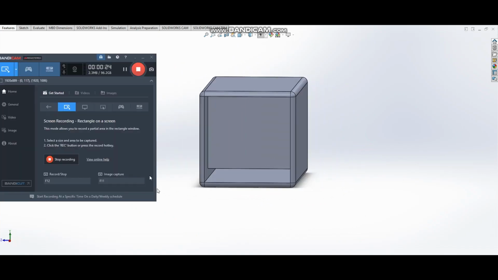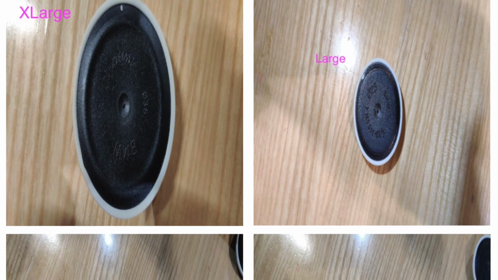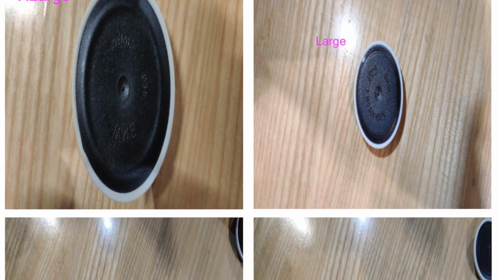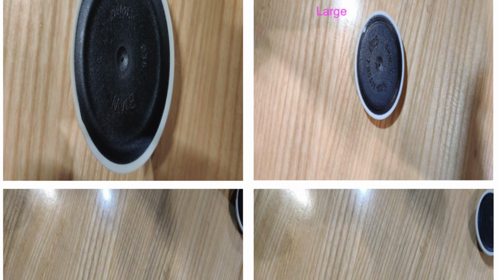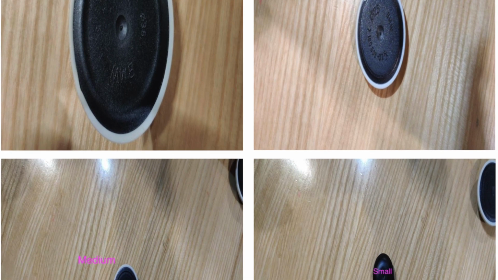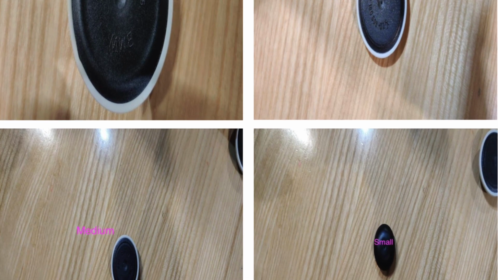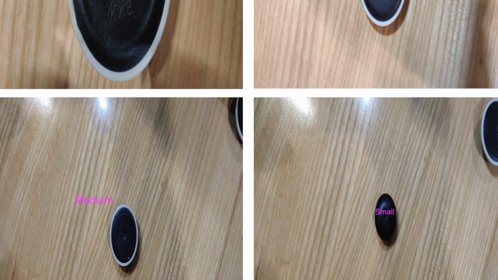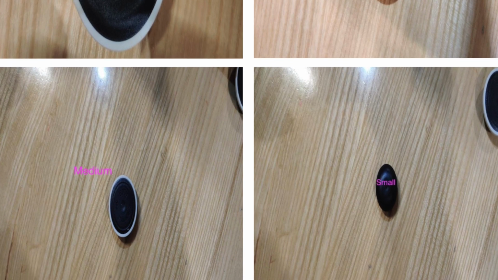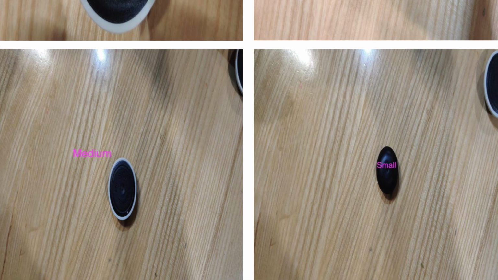1. An X large plug. 2. A large plug. 3. A medium plug. 4. A small plug. 5. 2 small plugs. And 6. 1 or 2 plugs that are damaged intentionally. We call each of the 6 scenarios a unit.